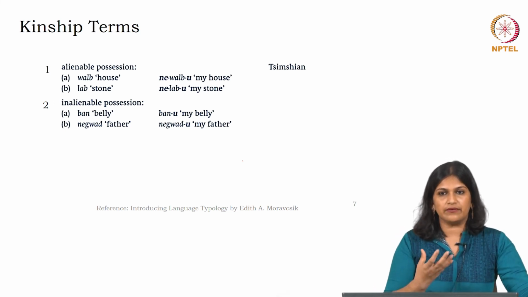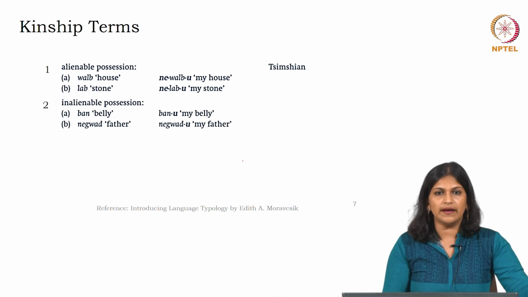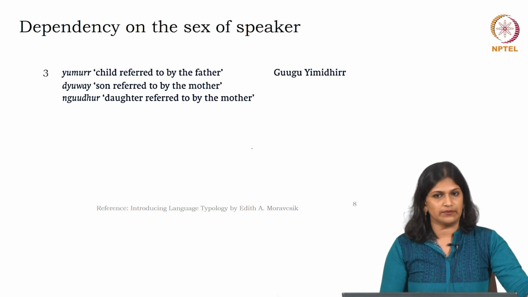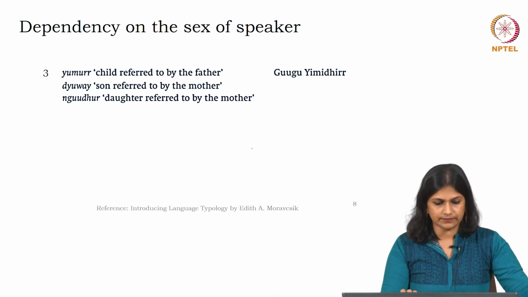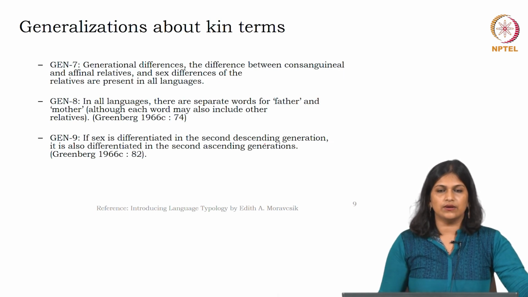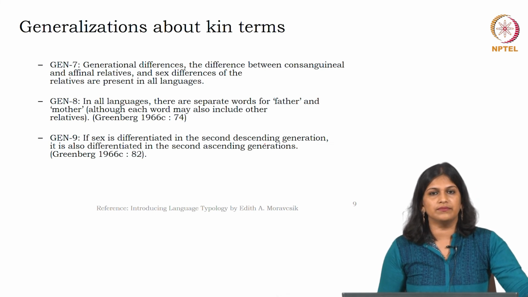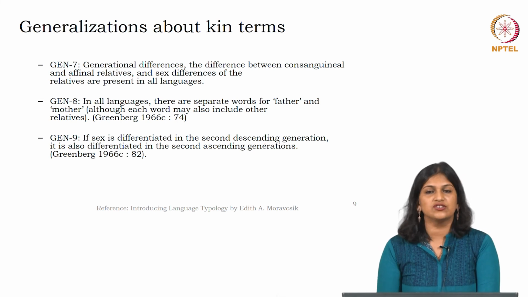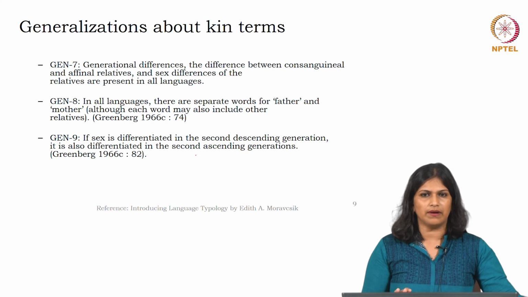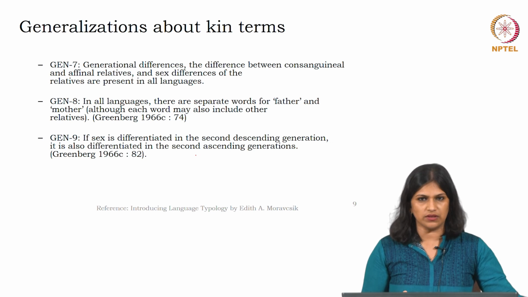On the basis of their relation with the alienable and the inalienable one, that varies from language to language. Okay. So, now I am not going to talk about this. We will straight away go to the generalizations which can be drawn from the kinship terms. This set of generalizations, once we are done with the first 6 which are related to the body parts, we are moving to the kinship terms.